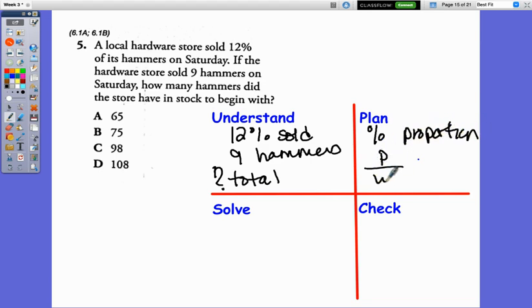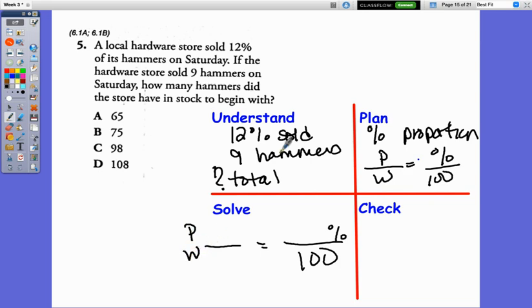That's my question. So my plan is percent proportion. Remember, it's part to whole equals percent over 100. So this right here is a part. This right here is the percent. So I have percent and I have part. What am I looking for? The whole. How do I find it? Bat and ball method. Cross multiply and divide.